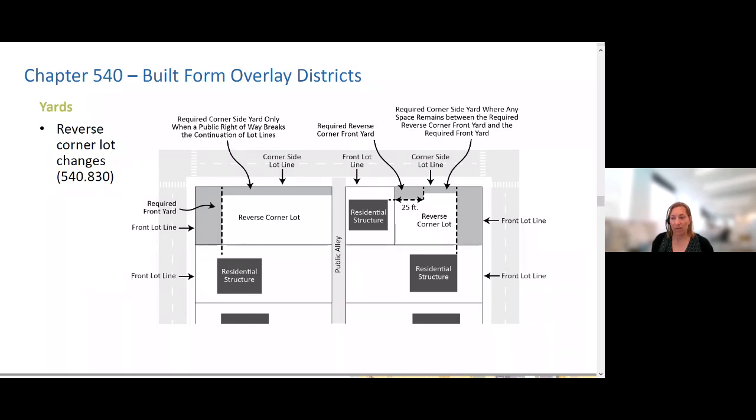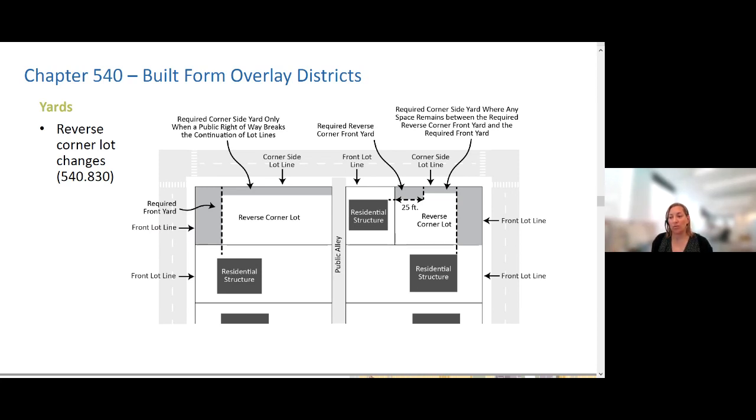So starting on the left side of the image, if a reverse corner lot is separated from another property by an alley, the front yard requirement is no longer going to extend across the alley. Only a corner side yard requirement applies adjacent to the corner side lot line, just like any other corner lot.